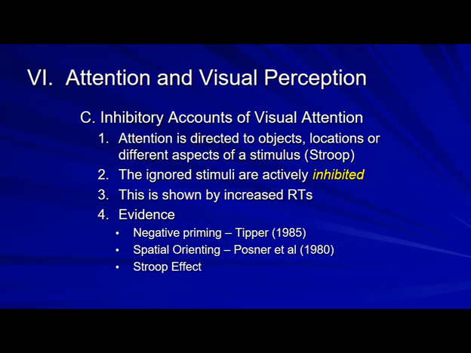So how is this all happening? Well, we think one of the things that's particularly important is that as we direct our attention to objects, locations, or even different aspects of the same stimulus, like in the Stroop task, the ignored stimuli are actively inhibited. That is, we actually have an active process by which we are degrading or downplaying the rest of the stimulus. And there's some really interesting phenomena where you can see this happening. There's this thing called negative priming, which Steve Tipper discovered. I don't want to get too detailed into that, but basically if you're looking at two objects and you ignore one, it's harder to recognize right after that.